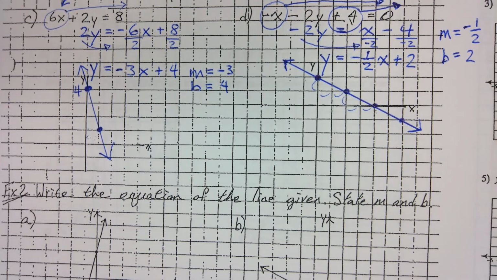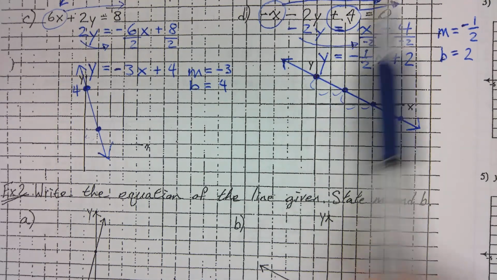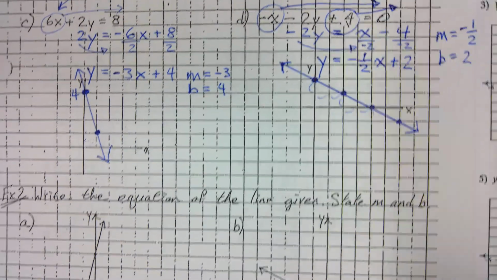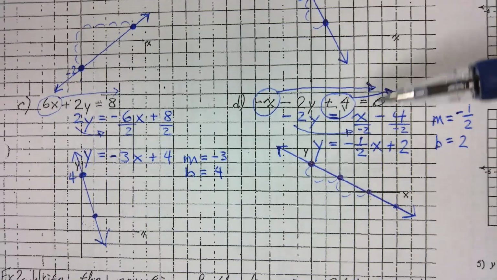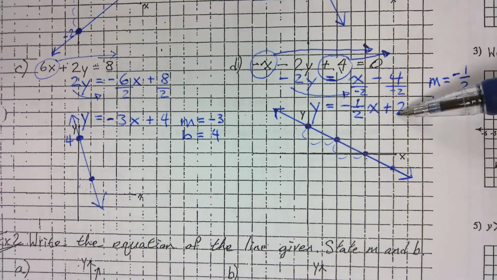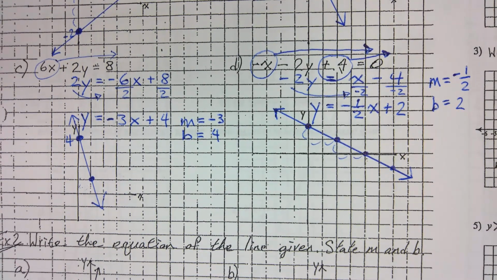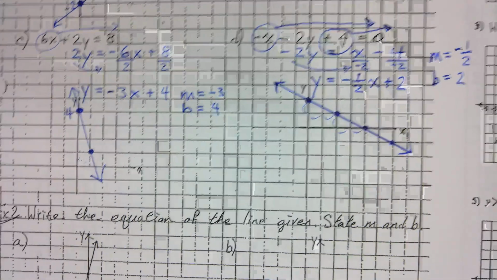So that's why it was important for you guys to do yesterday's homework, so that if you're given equations in this form, nice and easy to graph, but if you're given equations in this form, standard form, you still know how to rearrange it so that you can graph it. Alright, so you see how the lessons are tied in together?